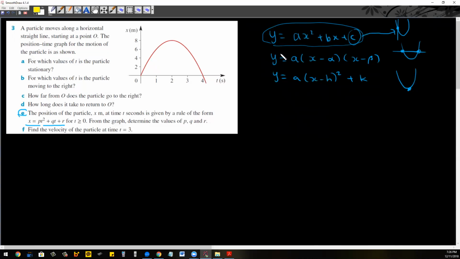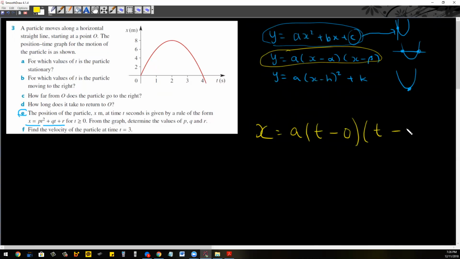So I think I want to use this one here. x is equal to a, and this would be t minus 0, and then t minus 4. You can stop me anytime if you don't understand. Those are the x-intercepts, 0 and 4. So I can just write this as a t(t minus 4). And then I want to figure out what a is.